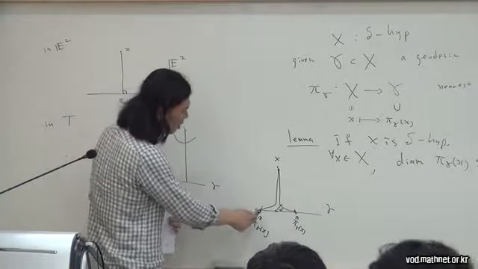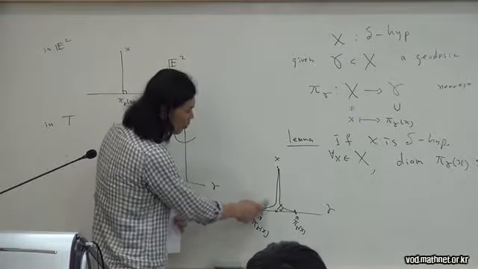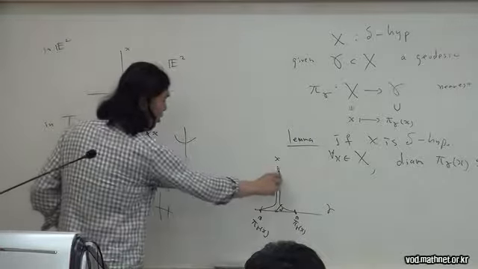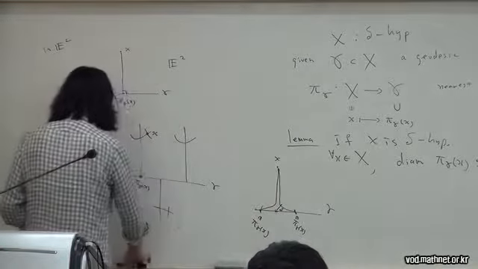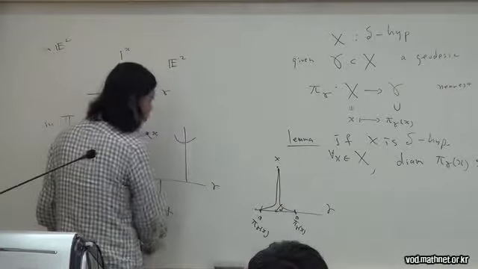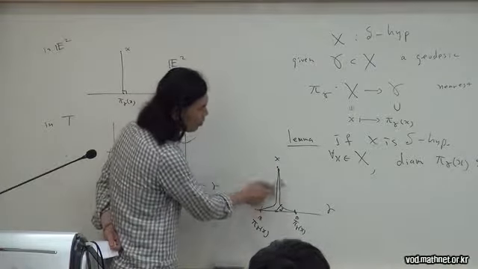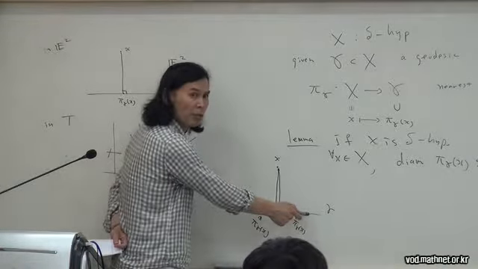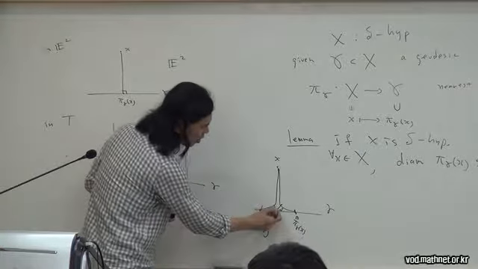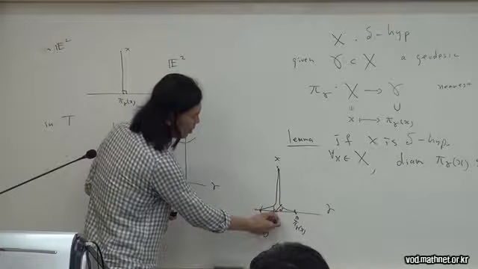Why? Because this point should be the nearest point from x. But in fact, this is a geodesic, okay? And if this is long, it's better for you. If you are in x, you would like to reach gamma as fast as possible. Then you don't have to go all the way like this. You just get onto here, right? It's closer than this one.